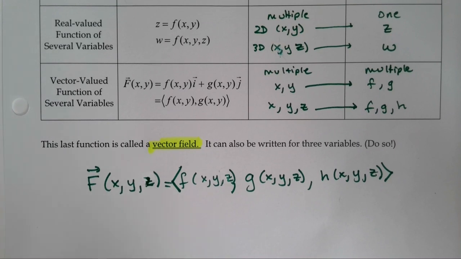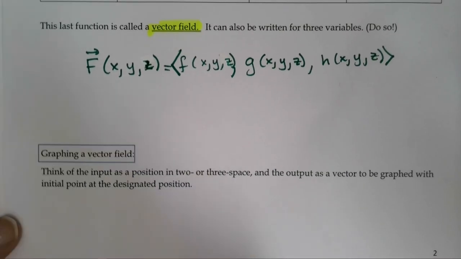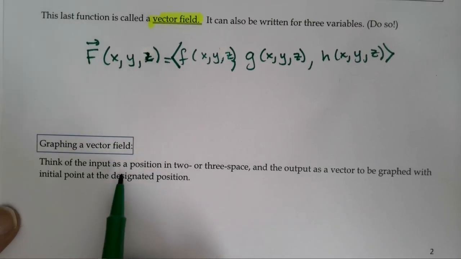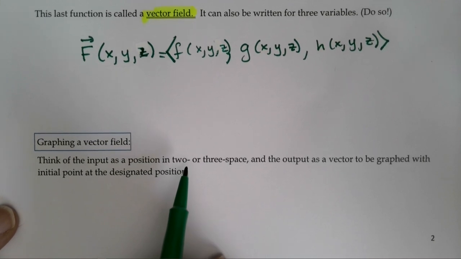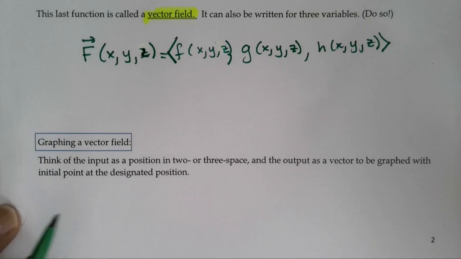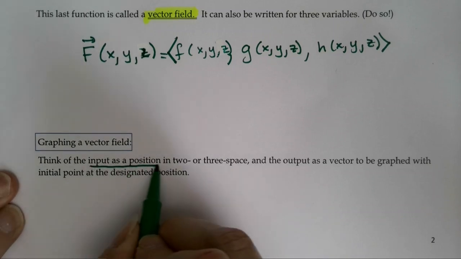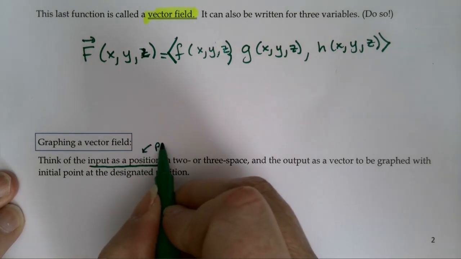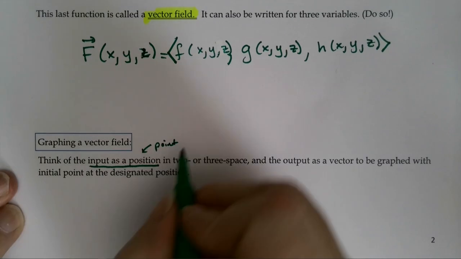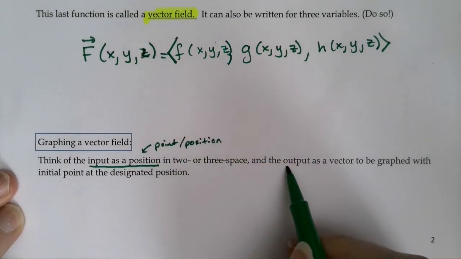So now we're going to spend a little time and graph one of these by hand. We're going to think of the input as a position in 2 or 3 space, and the output as a vector to be graphed with the initial point at that designated position. So we're going to have an input as a position, right? So a point, position. And then we graph the output as a vector.